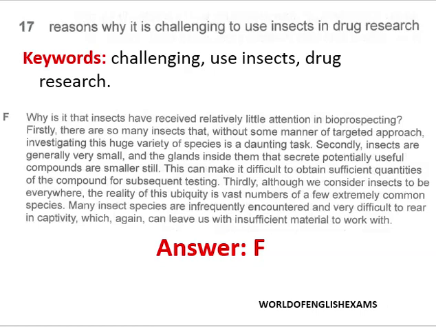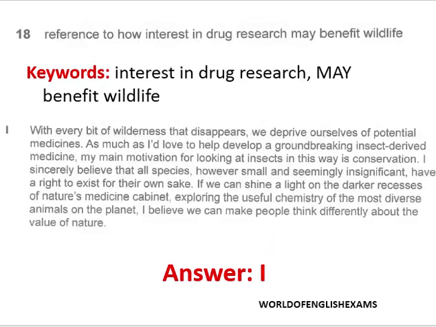Then secondly, insects are generally very small and the glands inside them that secrete potentially useful compounds are smaller. So this is one more difficulty, that insects themselves are so small and the glands in them which are secreting the useful compounds are even smaller. So this can make it difficult to obtain sufficient quantities of compounds for subsequent testing. So these are the reasons why it is very difficult to use insects in drug research. So clearly the information lies in paragraph F. Hence the answer for the 17th question is F. So let's proceed with the next statement now.